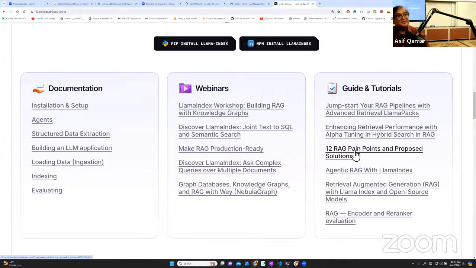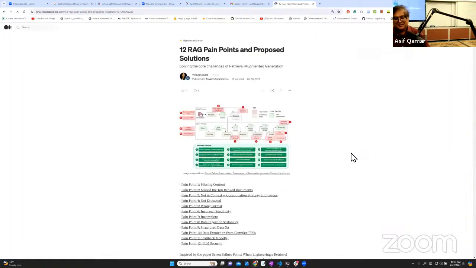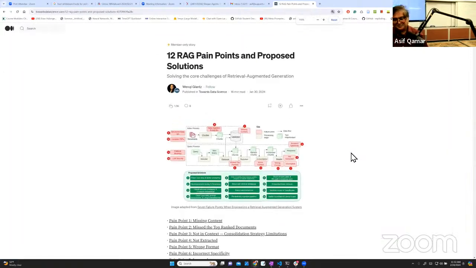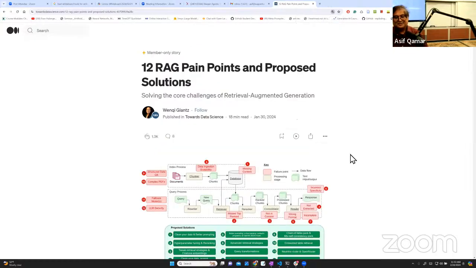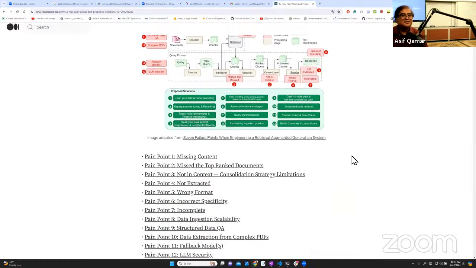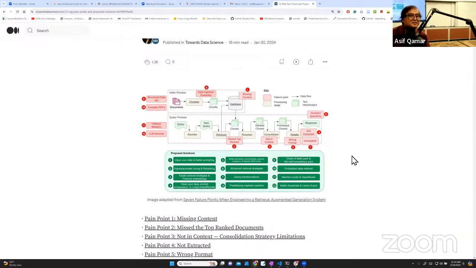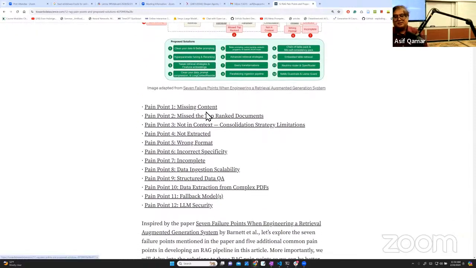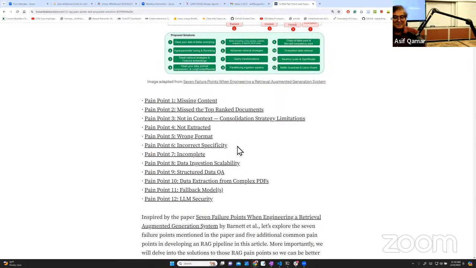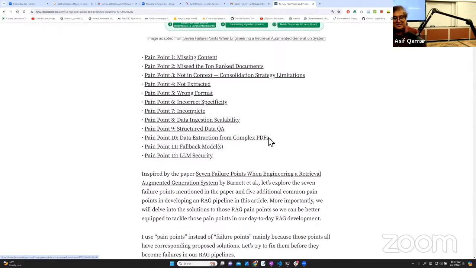I will in particular take this one, 12 RAG pain points and propose solutions. So look at this. It's a Medium article. And what is that? Missed content, missing the top ranked document. So those have to do with recall. You couldn't get the most relevant thing, not in context, not extracted, wrong format, etc., etc. These are all the pain points you'll hit gradually.